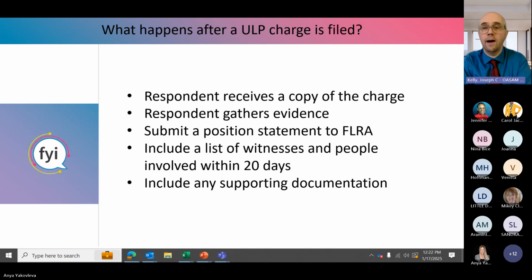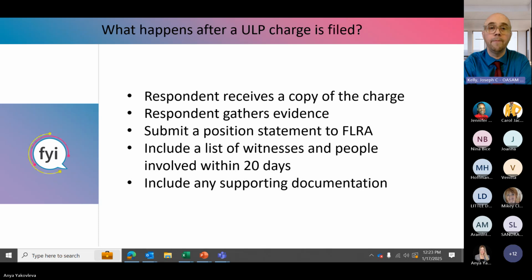The respondent then should begin gathering evidence and developing any defenses it might have, and start pulling together its side of the story that it wants to give to the FLRA to rebut the charge. And it should include a list of witnesses and people involved, just the same way the union included a list of witnesses to the incident and any people involved. The agency should do that as well, so that FLRA can fully investigate.